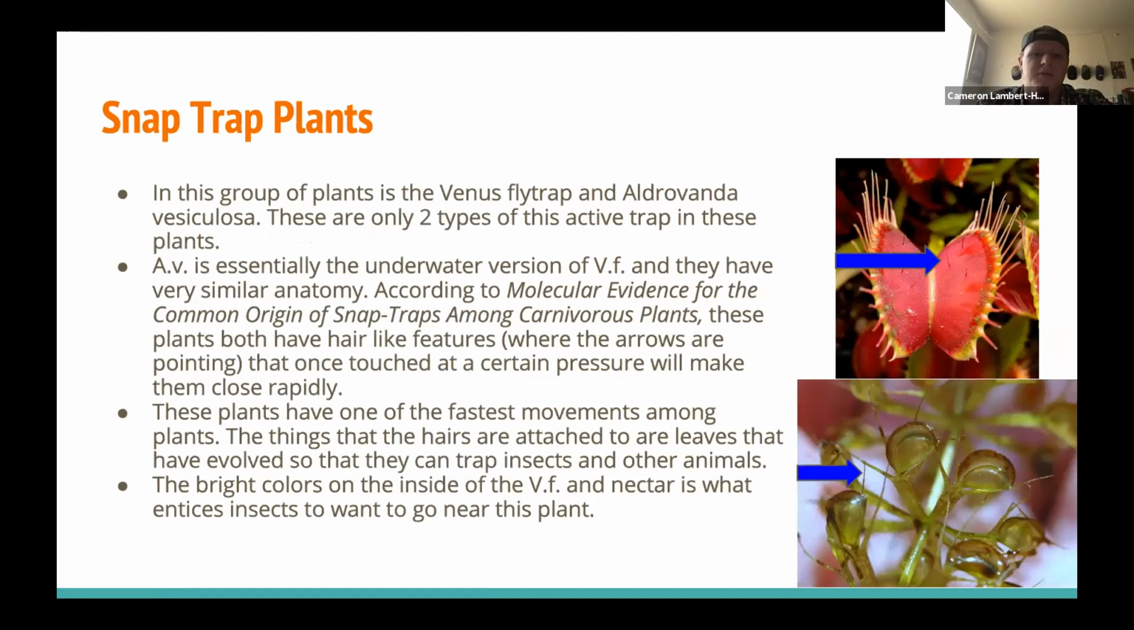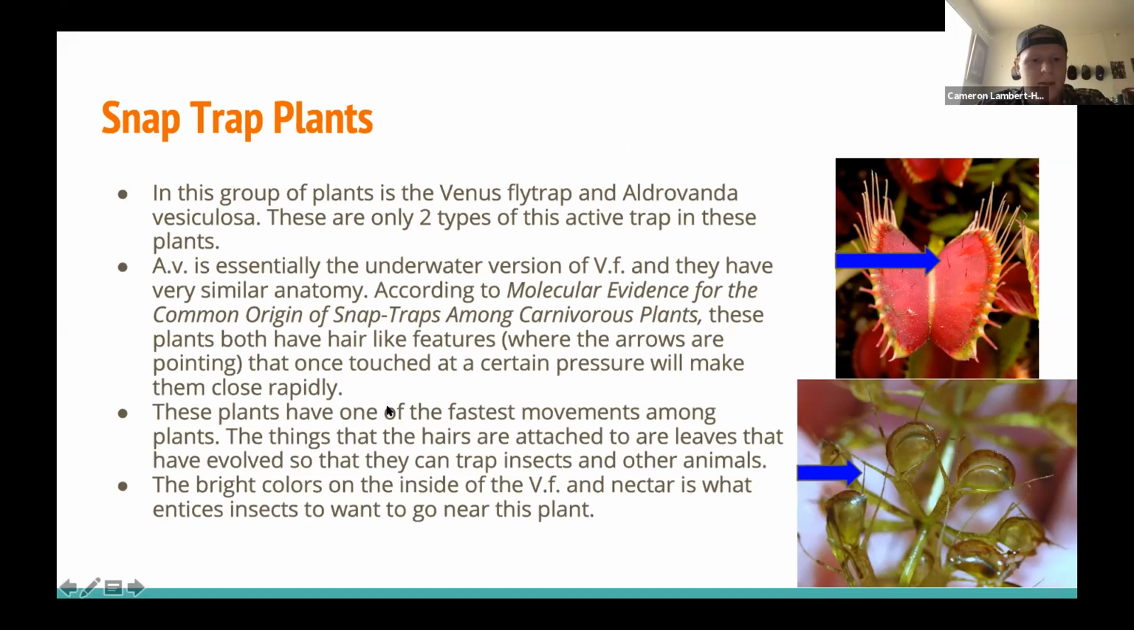In this group, I mainly talked about the Venus flytrap and Aldrovanda vesiculosa. These are only 2. There are several other ones, but the Venus flytrap is like the on-land version of the Aldrovanda, and they essentially work the same way. They have these hairs, where the arrows are pointing, and once the hairs are triggered, they snap shut. And once they snap shut, they slowly close tighter while the prey is being digested by the acids and then essentially drunk by the plant to gain the nutrients.